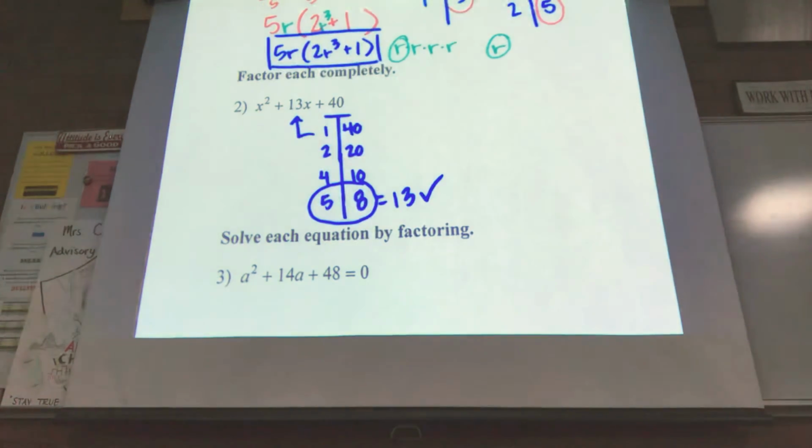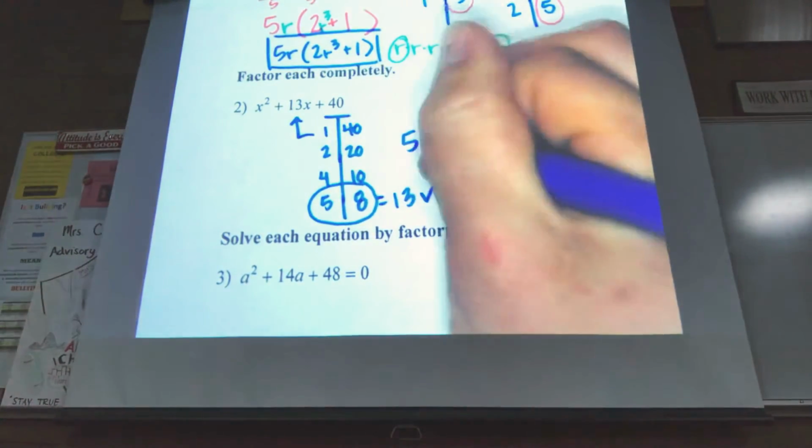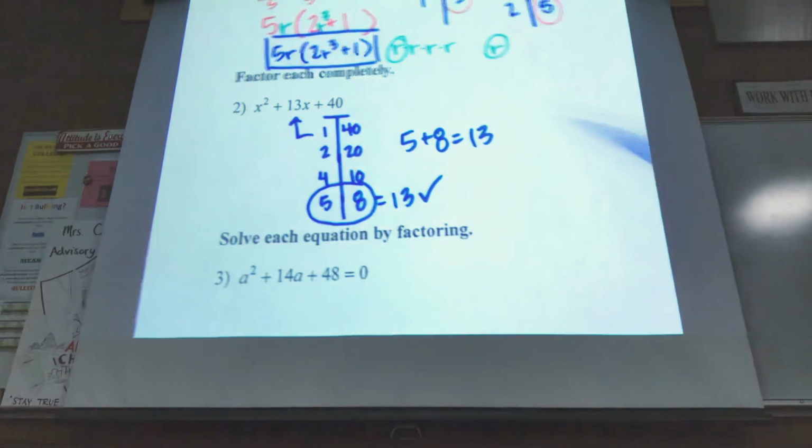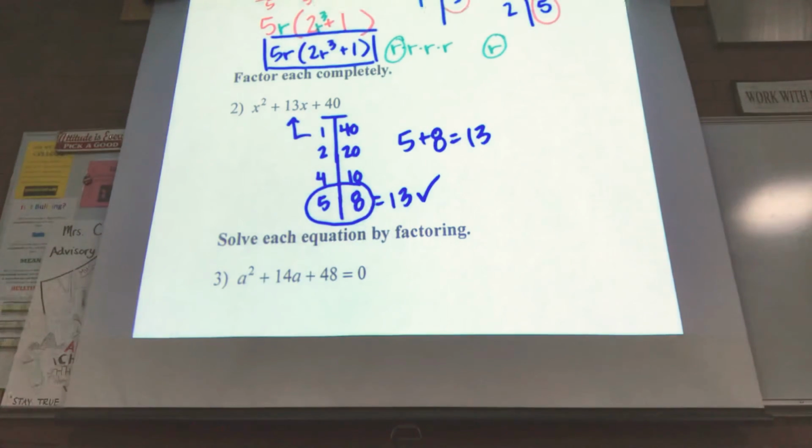Again, they add to 13. In fact, I'll write that down: 5 plus 8 equals 13. That is where I'm getting that number from, but they multiplied to give us our last number of 40.